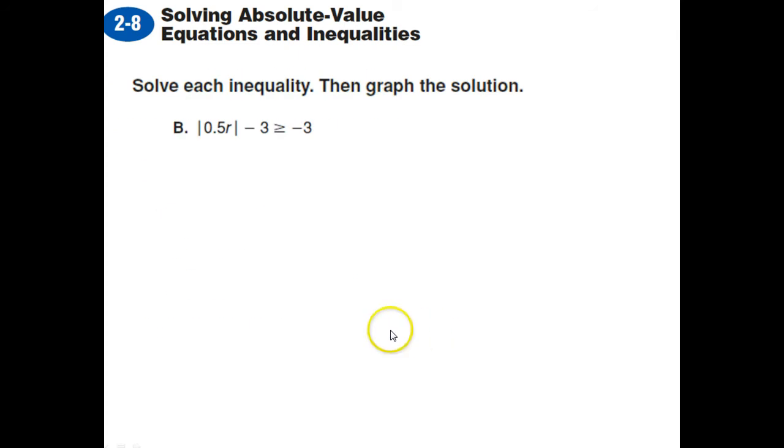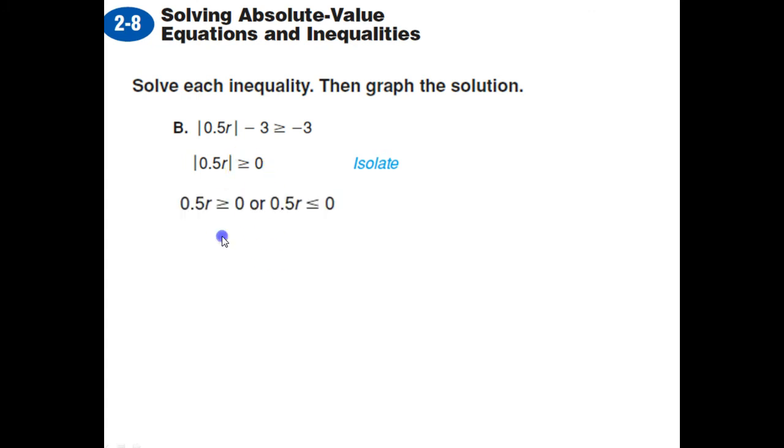The last one is we're going to take this absolute value. We notice the inequality, but before we do anything, we've got to get rid of this guy. So we're going to add 3 to both sides. We're going to get 0.5r greater than or equal to 0. In other words, we've isolated the absolute value.